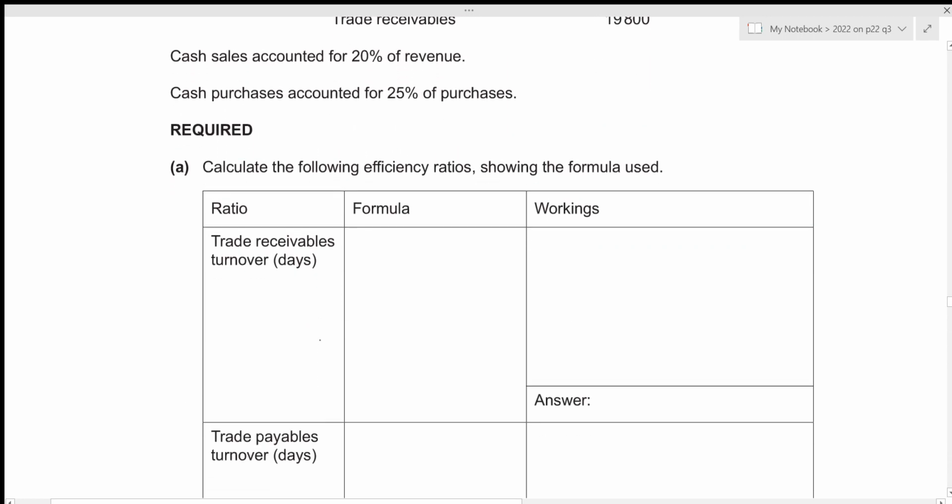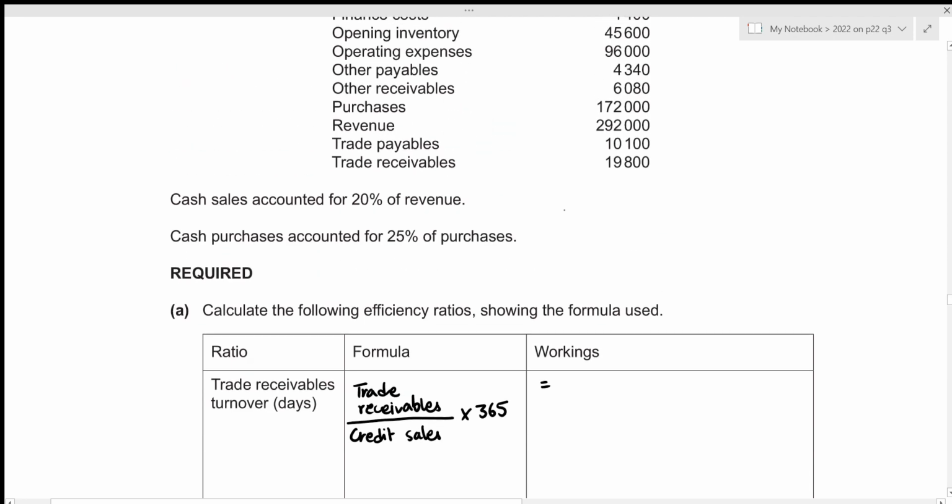We need to calculate the following efficiency ratios showing the formula used. The very first one is trade receivables turnover in days. And the formula for trade receivables turnover in days is trade receivables divided by credit sales times the number of days, so that's 365.